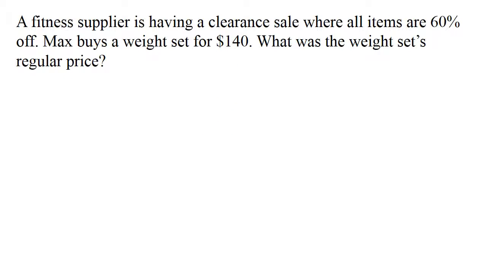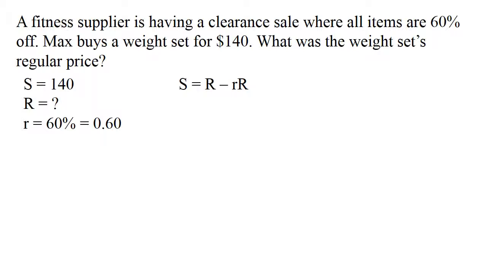The fitness supplier is having a clearance sale where all items are 60% off. Max buys a weight set for $140. What was the weight set's regular price? So he got it for 60% off. All the items are 60% off. So that means this weight set was 60% off. So we're looking at a sale, discount. So we don't know what the regular price is. We do know what the sale price is, $140, and we do know the rate. And again, change 60% into 0.60.